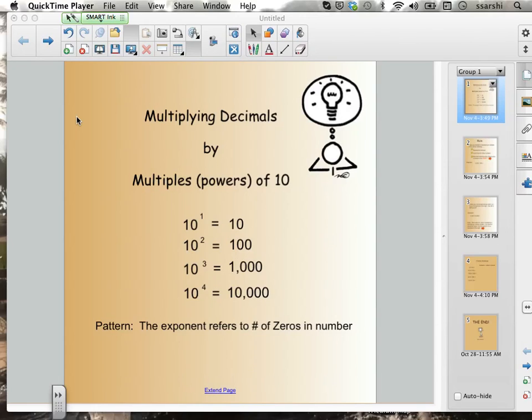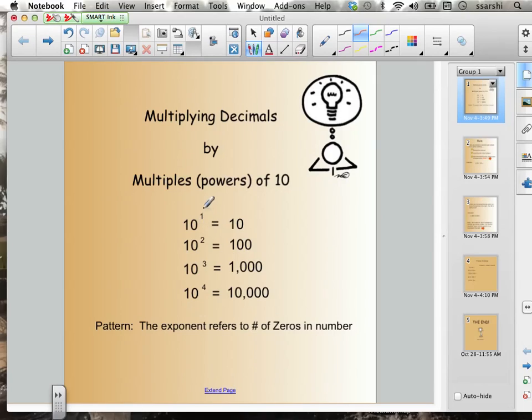So you can see 10 to the first power is the number 10 itself. 10 squared is 100. 10 cubed is 1,000. 10 to the fourth is 10,000. The number here in the upper corner, if you'll remember, is called an exponent. And so if you look at the pattern, the exponents refer to the number of zeros in the number. So 10 squared has 2 zeros. 10 cubed likewise has 3 zeros.